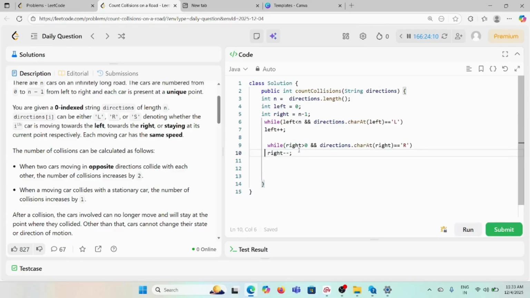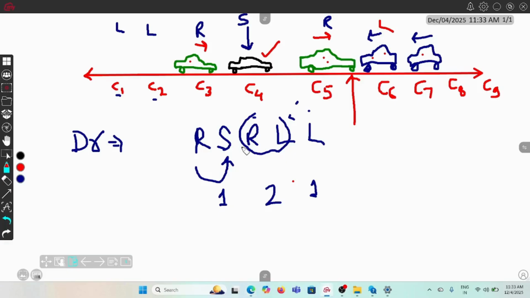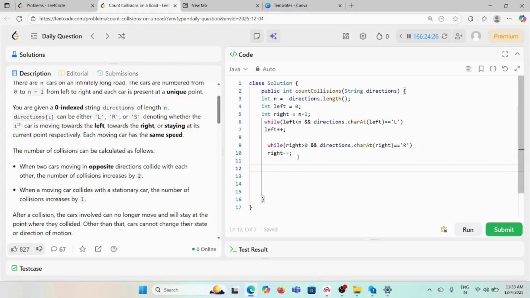So after this, left and right would be the pointers from where our actual string starts, without those leading L's and trailing R's. So we removed all those moving towards the left and those moving towards the right. So we are trimming this string. Now after doing this, we will use a for loop. So for int i equal to left and i less than or equal to right, because that would be our trimmed string after removing those things, and then we will make i plus plus.